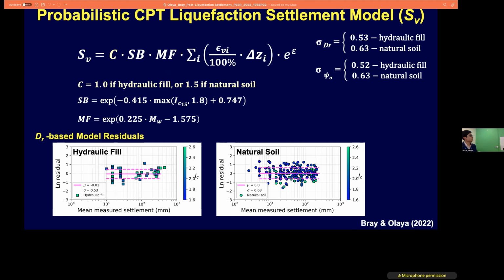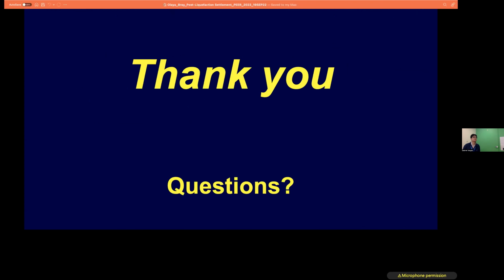Importantly, I want you to know that the standard deviations are on the order of 0.5 for hydraulic fills and around 0.6 for natural soils, for both relative density and state parameters. And that's something that we were expecting. We expect a hydraulic fill to have less variability compared to a natural soil formed by geology. Some of the model residuals after all the calibration are shown here below, so you can see the model performance. And that should be all for me. Thank you.